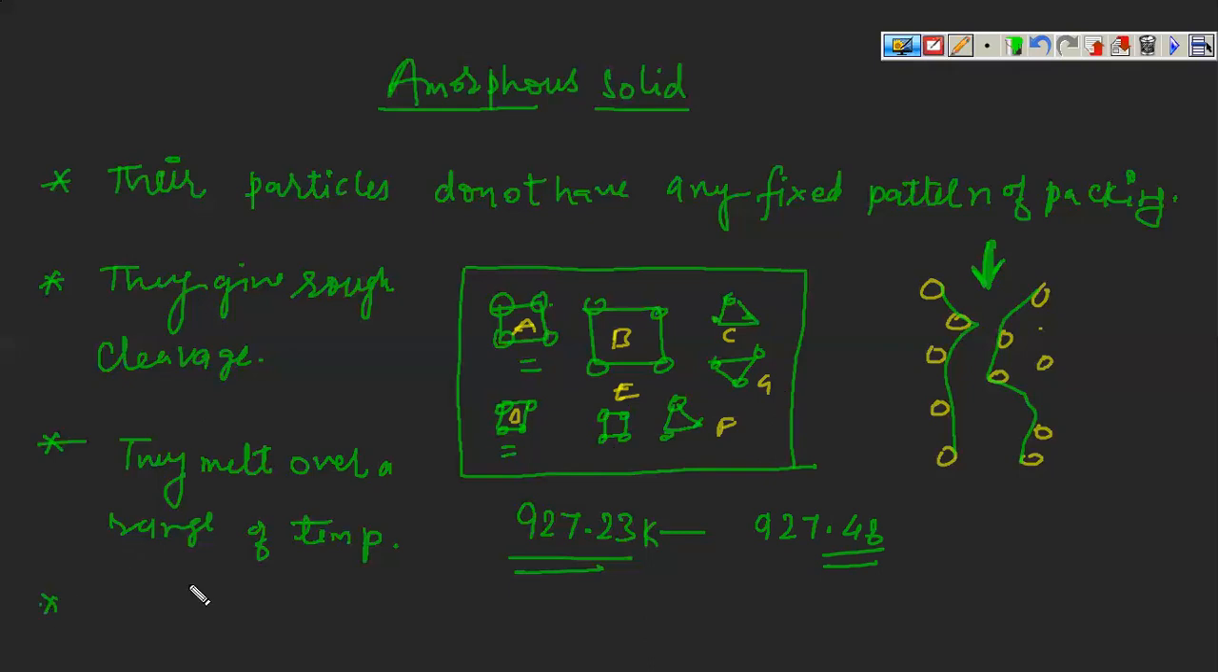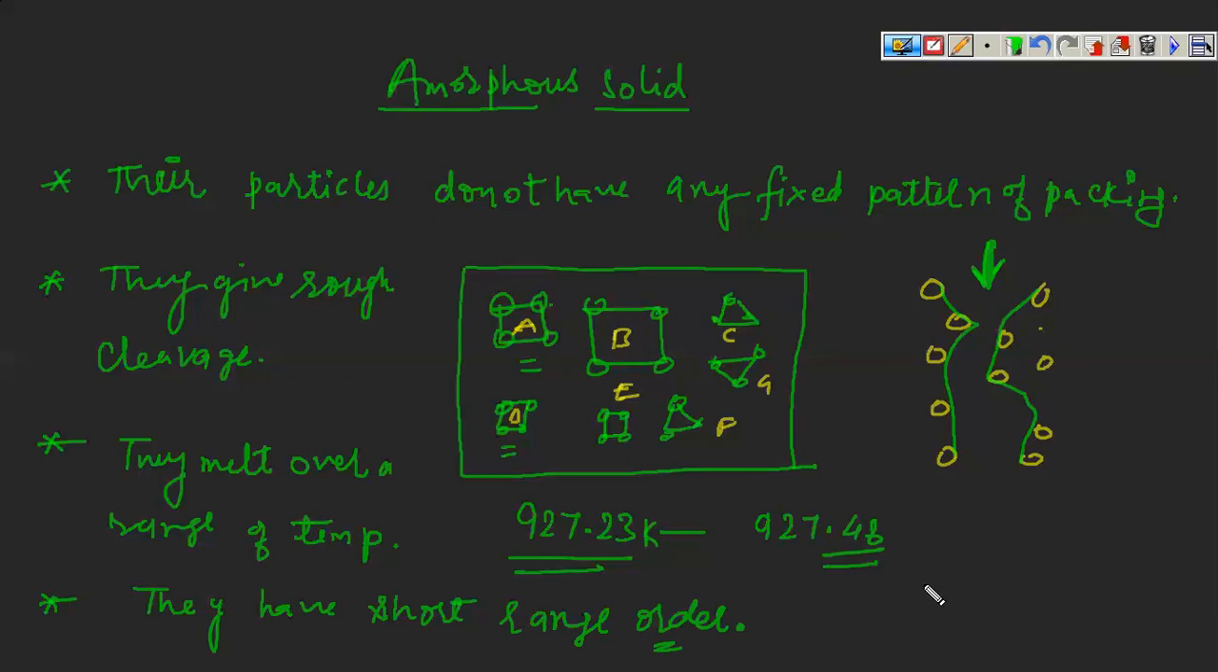Another thing, they have short range order. Short range order means the fixed arrangement can exist in a smaller region, but it is not repeated throughout the solid. A short region can have a fixed arrangement of particles, but that arrangement is not repeated throughout the solid. They are amorphous because they have short range order.